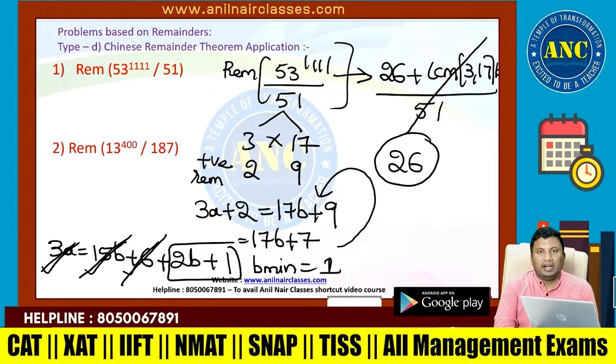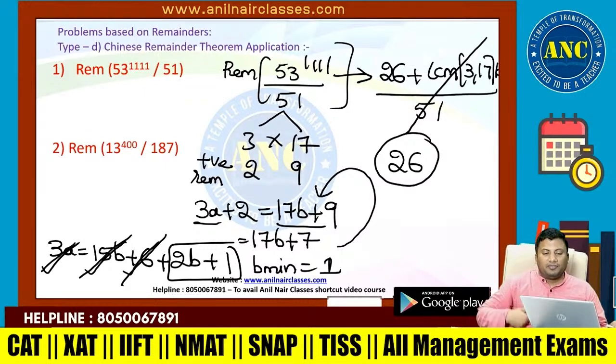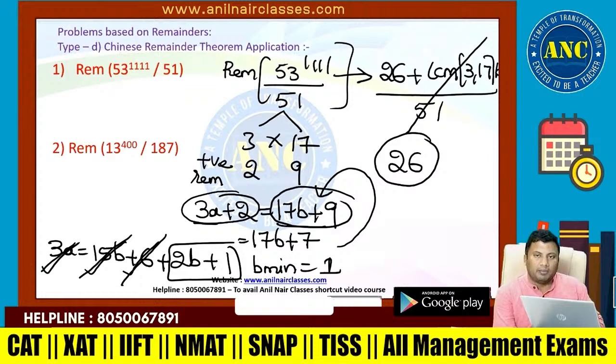I hope the idea is clear. Anand, why are we taking 3a plus 2, 17b plus 9? I hope it is clear. 51 is 3 into 17. 53 divided by 3. 3 18s are 54, minus 1. Minus 1 power odd is minus 1. Positive remainder is 2. For 17 we got 9. One is when divided by 3, remainder 2. Another is when divided by 17, remainder 9.